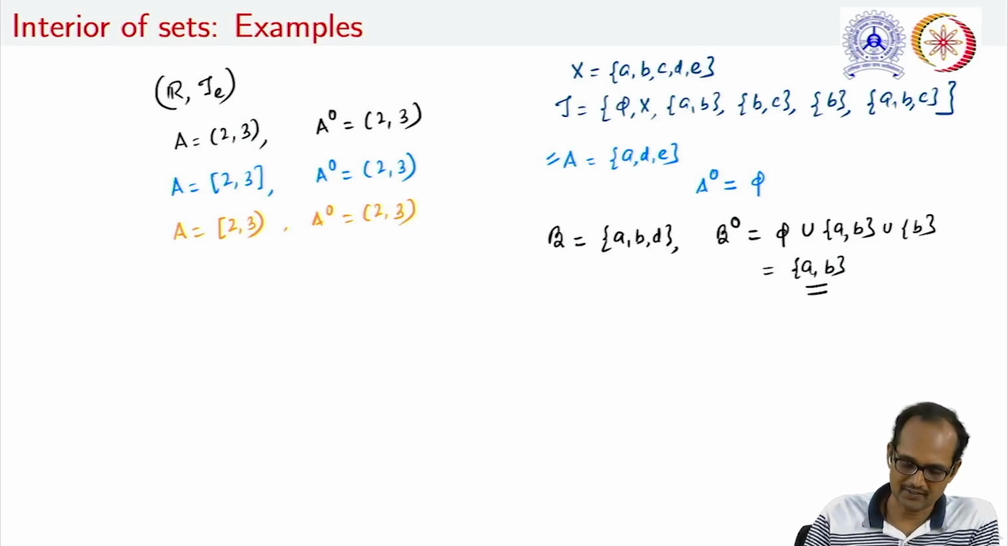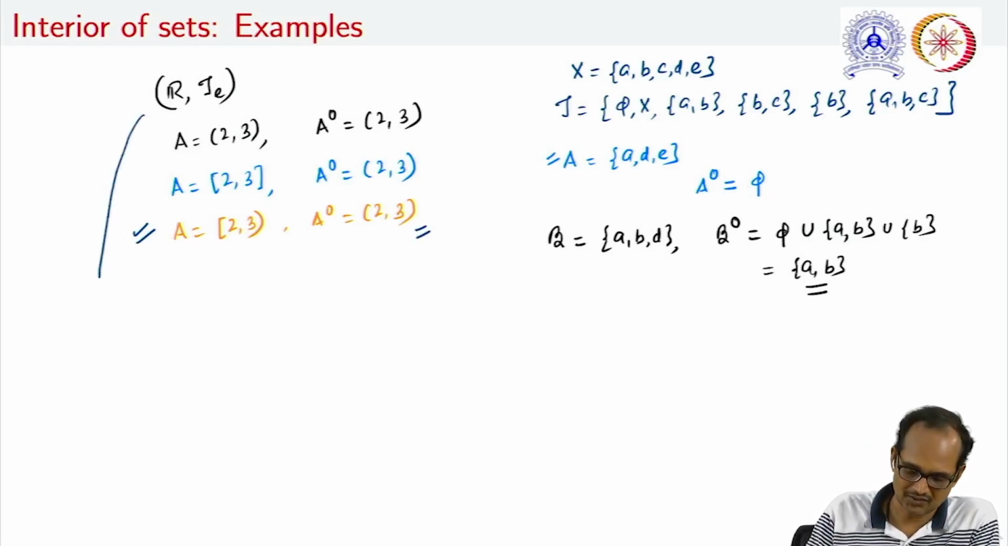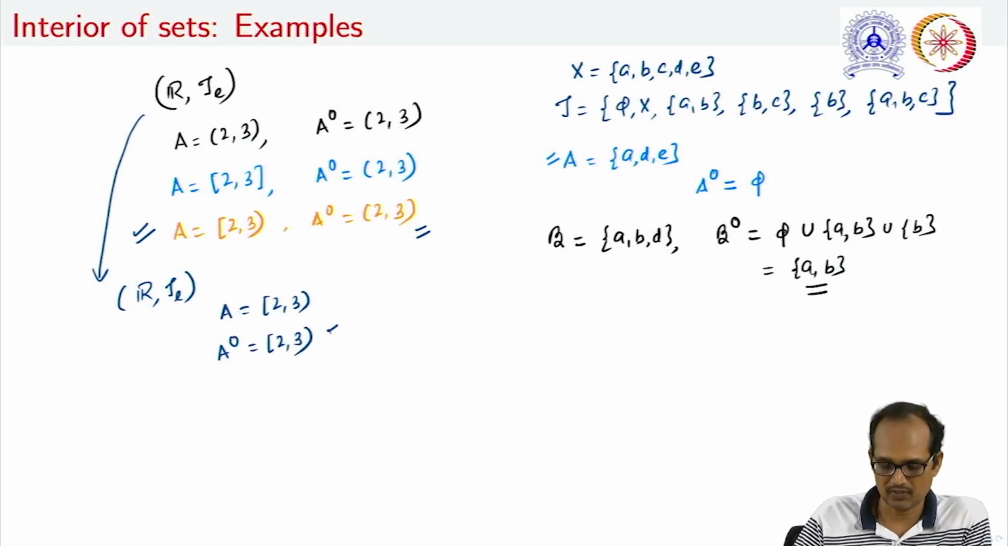It is to be noted here that whenever we take A as a semi-open interval, its interior is the open interval (2, 3). But if we change the topology, that is, if we take R with the lower limit topology and compute A interior when A is the semi-open interval [2, 3), note that the interior will be this semi-open interval itself because it is open in the lower limit topology. The meaning is that the interior depends on the nature of the topology with which you are working.